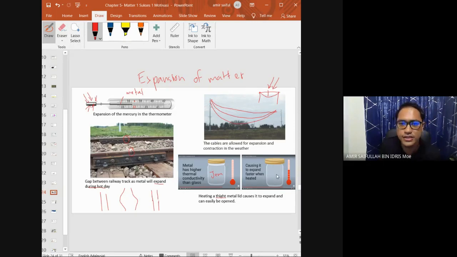Okay, the glass will also expand, but the metal will expand faster than the glass. So as the metal expands faster than the glass, you can open it easily. Okay, put it in the hot water. So that is the tip on how to open a very tight metal lid.